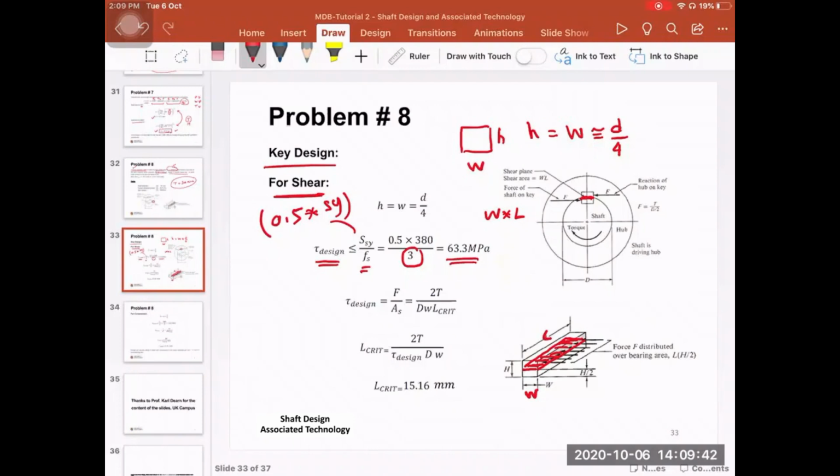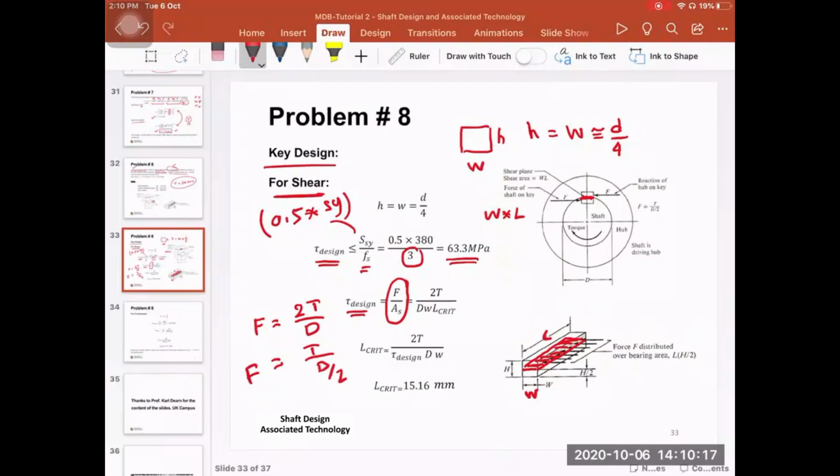The left-hand side of the design equation is the force divided by the area shear. So this is the calculated shear stress. The calculated shear stress here is the force divided by the area of shear. So the force, remember the torque was given. So the force is equal to 2T divided by D, or the torque divided by D over 2. So the torque is given, the diameter of the shaft is given, so we can simply calculate the force, right?